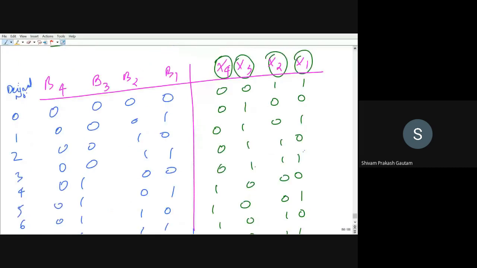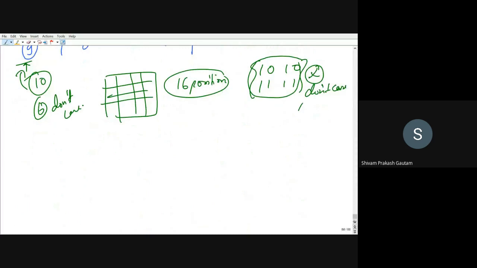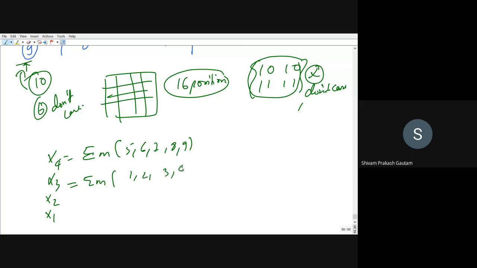Okay. So up till this we have already seen, so don't care will be there. Let me just write x4, x3, x2, x1. Here the min terms were, we have already seen, 5, 6, 7, 8, 9. Here the min terms are 1, 2, 3, 4, 9.